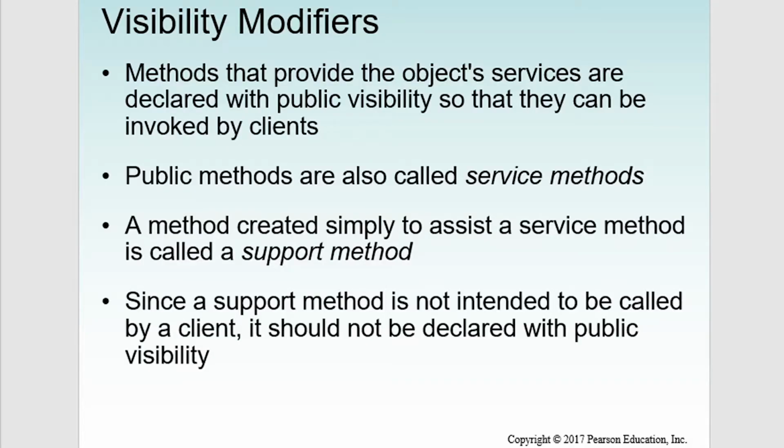Methods that provide the object services are declared with public visibility so that they can be invoked by the clients. Public methods are called service methods. A method created simply to assist a service method is called a support method. Since a support method is not intended to be called by the client, it should not be declared with public visibility. So what they're talking about with a support method is if I had a method that does some type of work within my class, but I didn't want it to actually be a service that is invoked through my object, then I would declare it with private visibility. Now, making a method have private visibility just means it can only be called within the class.